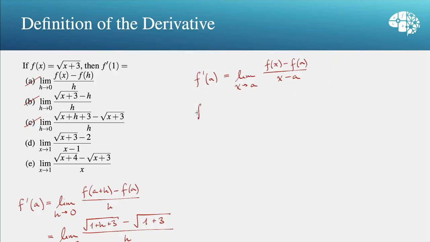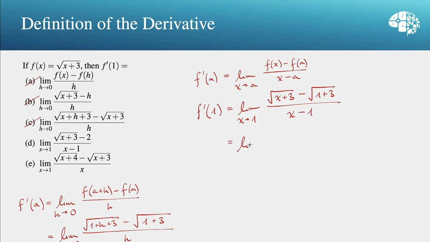Again, we're going to be plugging some things in. So f prime of 1 equals the limit as x approaches 1, since a is 1 in this case. f of x, let's not write f of x, let's write the actual function. f of x is the square root of x plus 3, minus f of 1, which is the square root of 1 plus 3, all over x minus a, which is 1.